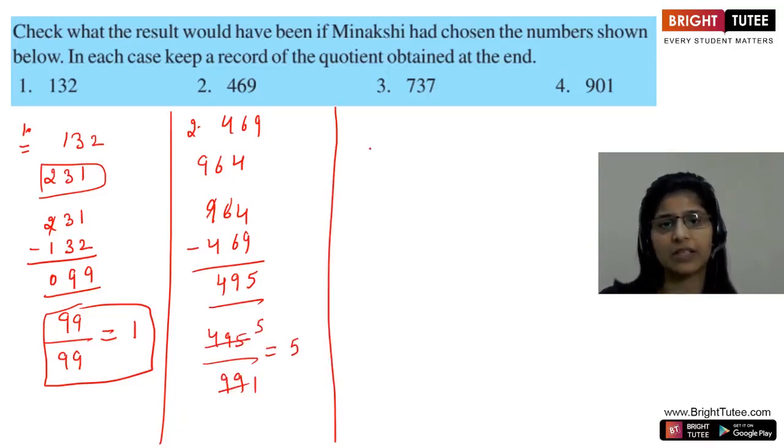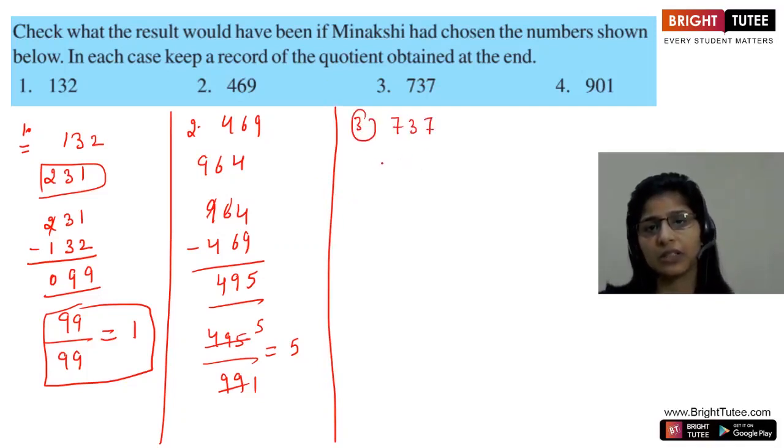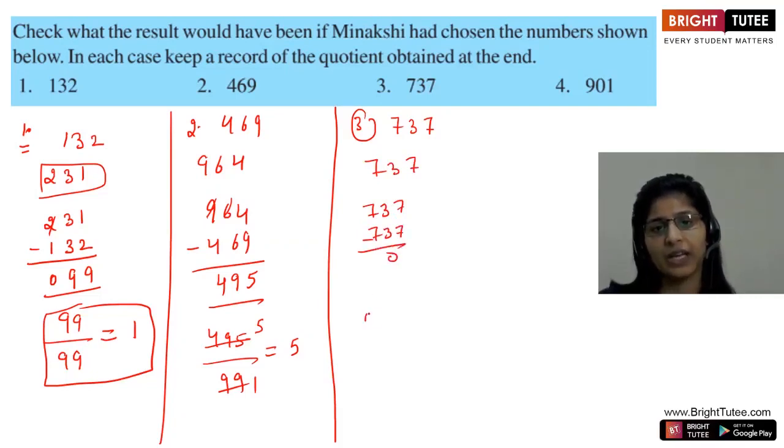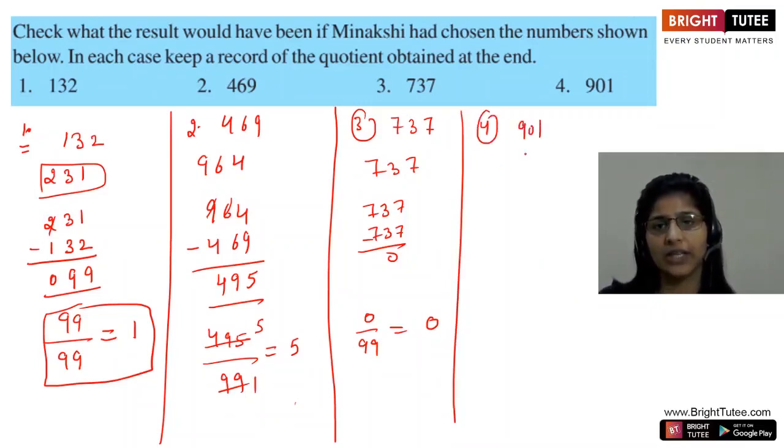Okay, moving ahead with the third question. It is 737. When we reverse the digits, we get 737, and from this if we subtract 737, what are we going to get? 0. Is it divisible? Yes, it is, and the quotient is 0. Okay, the last one is the fourth, 901.